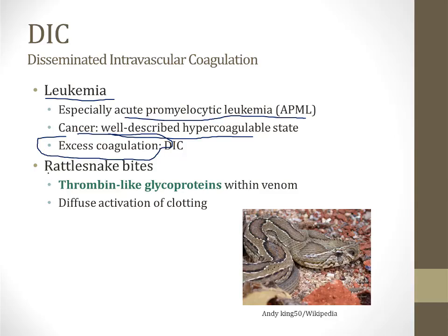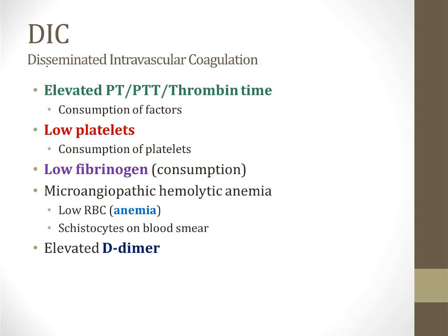In addition, rattlesnake bites have been described as causing DIC. There are some snakes that contain thrombin-like glycoproteins in their venom, so if they bite you, this can lead to diffuse activation of clotting and DIC can develop. DIC presents as bleeding in the setting of the primary illness. So, for example, a woman with an obstetrical complication who develops bleeding may have DIC.